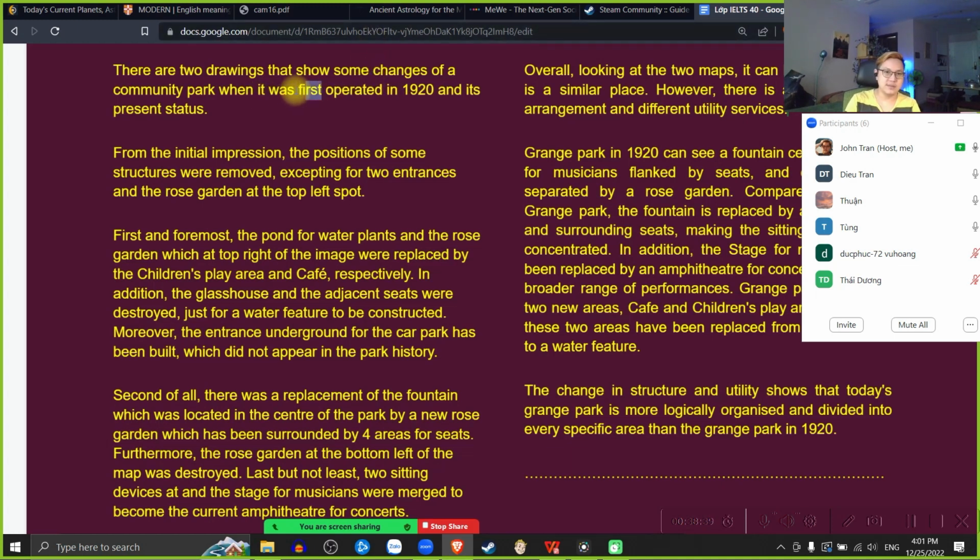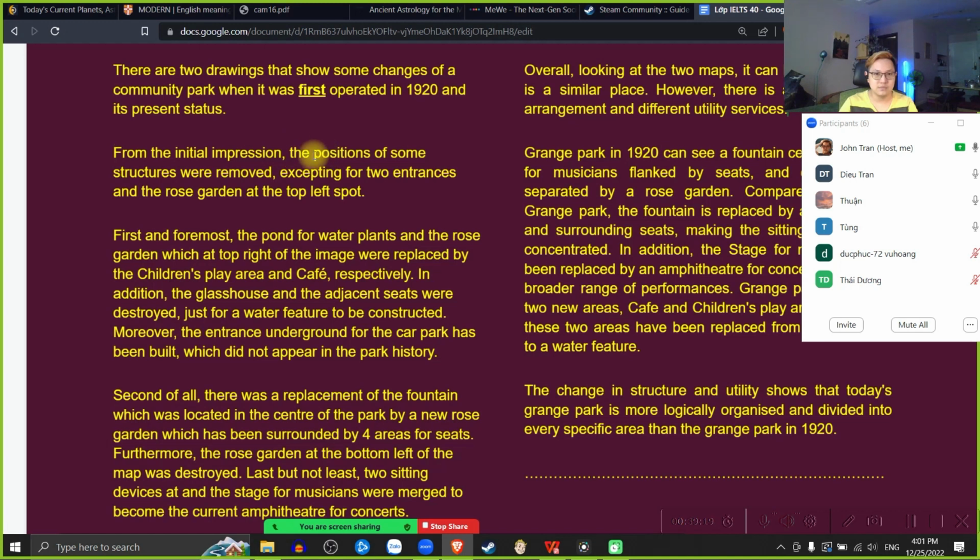Okay, let's say it was first operated, đầu tiên được vận hành vào năm 1920. And its present status và trạng thái hiện tại của nó. Okay. Từ ấn tượng đầu tiên. Vị trí của một số cấu trúc đã bị loại bỏ. Cái vị trí của một số cấu trúc bị loại bỏ hay là một số cấu trúc bị loại bỏ? Về cái logic thì sao? Một số cấu trúc nó bị loại bỏ hay đúng hơn? Cái vị trí nó vẫn nằm đó mà. The position is still there, but structures are removed, you know?